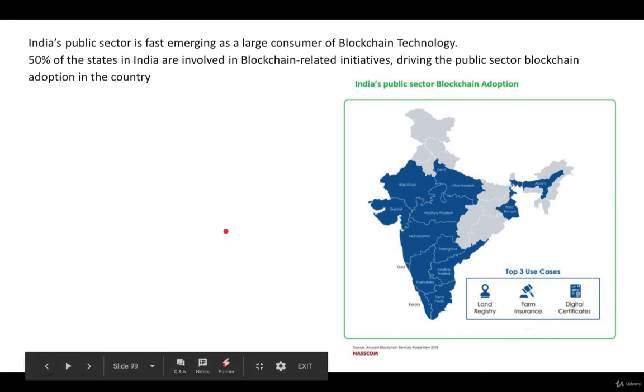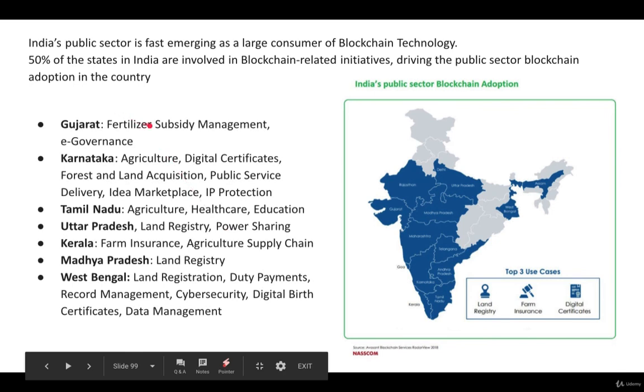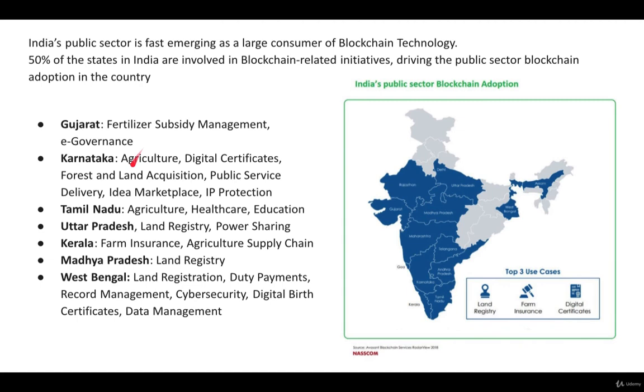Then there are other states like Gujarat, which is working on fertilizer subsidy management and e-governance. Karnataka on agricultural digital certificates, forest and land acquisition, public service delivery, idea marketplace.